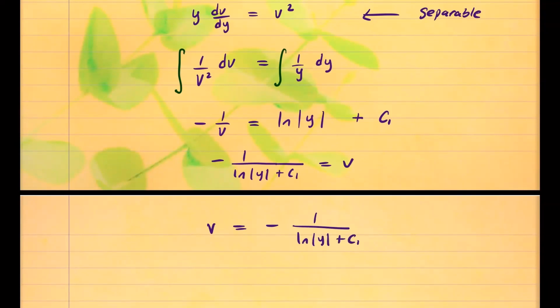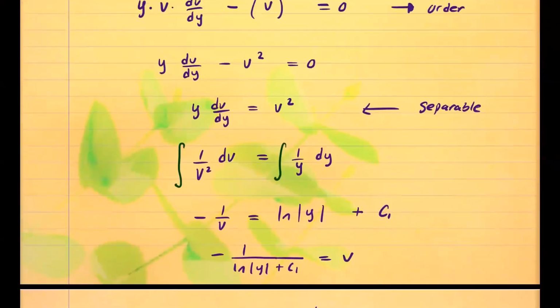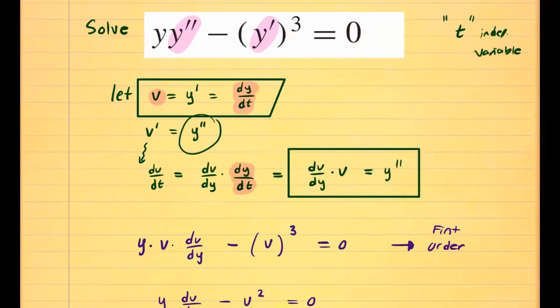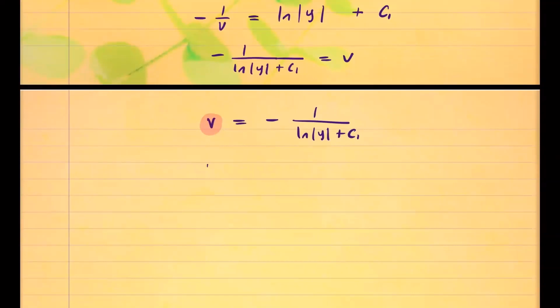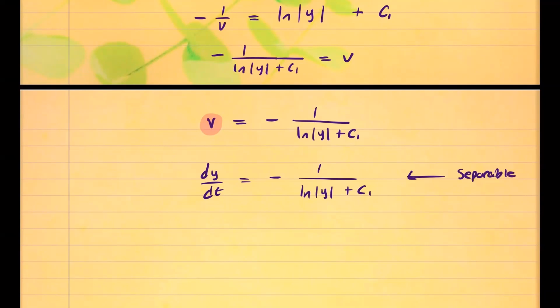And now we can replace what v is. We're successfully able to solve for v, this function we wanted. But what is v? If you look back, v is right here. This is our substitution we made earlier, at the beginning of the problem. v is dy dt. So I'm going to go ahead and replace that once I finish solving for v. So we have dy dt is equal to negative 1 over ln of the absolute value of y plus c1. Now here, again, this is a separable equation. So go ahead and separate them. I will multiply both sides by ln of the absolute value of y plus c1.